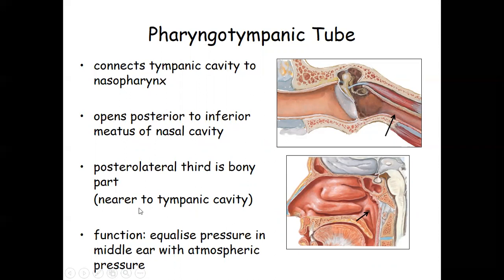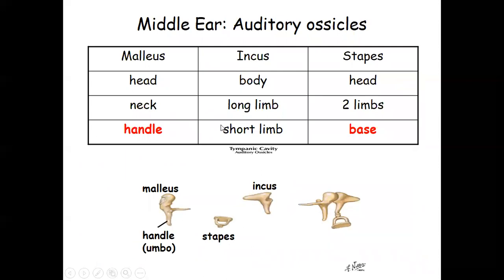It is a bony part, and the function of the pharyngotympanic tube is to equalize the pressure in the middle ear with the atmospheric pressure. So that is the function of the pharyngotympanic tube. And now we're going to proceed on to discuss the auditory ossicles.